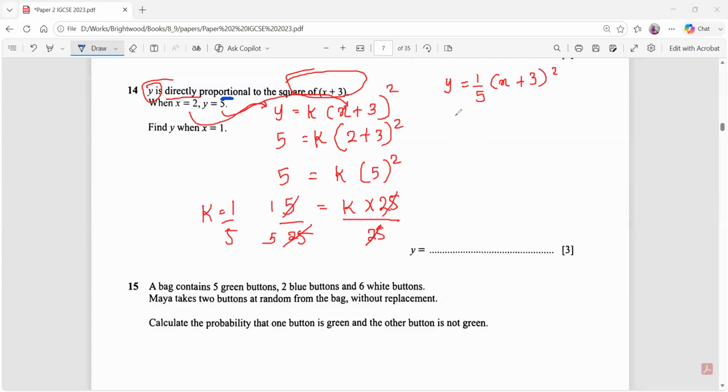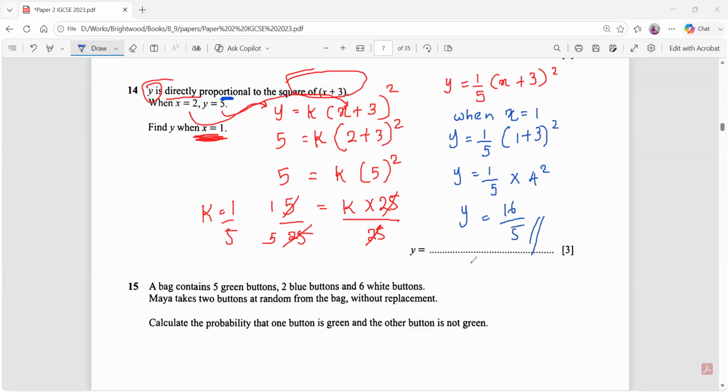Now they are asking, find y when x equals 1. It is directly proportional, so now you have to find y when x equals 1. When x equals 1, y equals 1 over 5, x is 1, 1 plus 3 squared. So y equals 1 over 5, 1 plus 3 is 4 squared. What is 4 squared? 4 squared is 16. So 1 into 16 is 16, over 5.